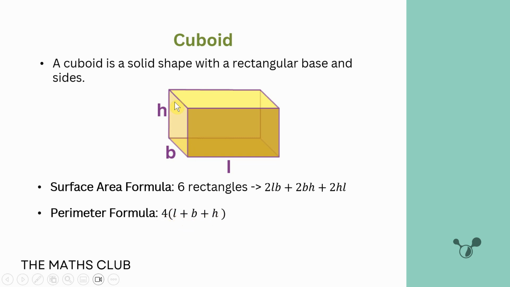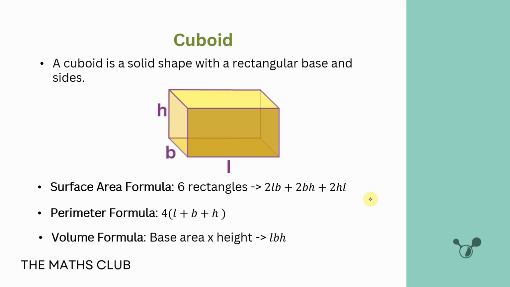For this b, how many of them do you have? 1, 2, 3, 4. For the h, how many of them do you have? 1, 2, 3, 4. For the l, how many of them do you have? 1, 2, 3, 4. So by the time you add all of them, you have the perimeter. And of course, the volume is the base area times height.